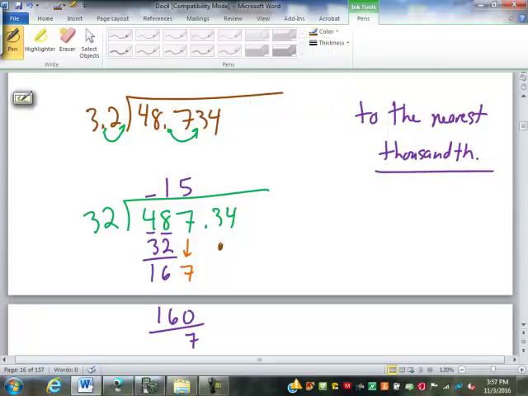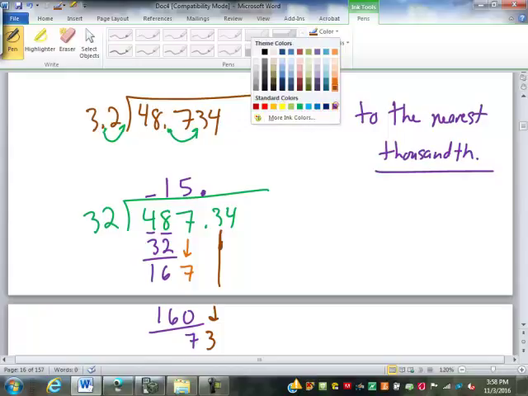Before I can bring down this 3, what do I have to do? Move up the decimal point. I can't cross the decimal without doing something with it. Multiplication is the only operation in which we ignore the decimal point. Addition, subtraction, division, when we cross the decimal point, we need to do something with it. We need to carry it into our answer. So move the decimal point up. Now we can bring down the 3.